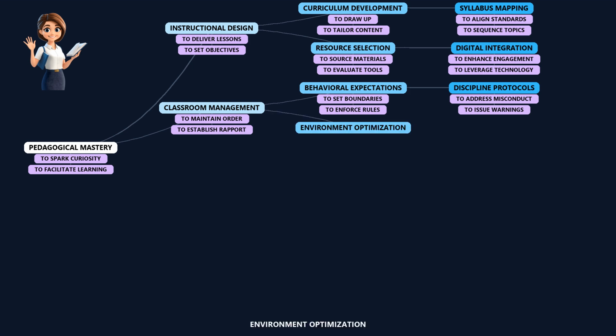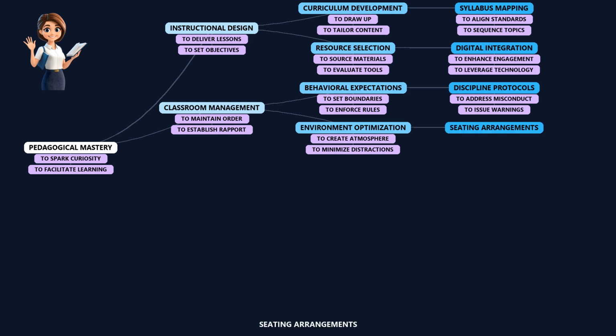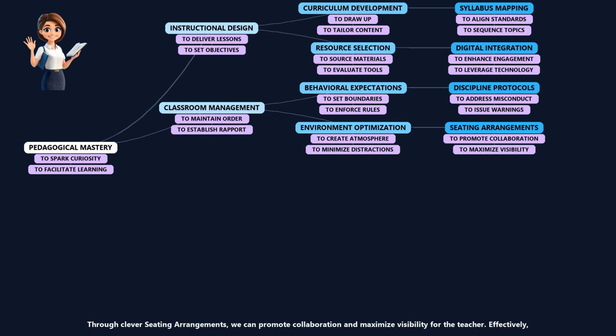Environment optimization. Environment optimization is a functional layer of classroom management used to create atmosphere and minimize distractions in the room. In short, we are making the class feel good and removing things that stop kids from focusing. Seating arrangements. Through clever seating arrangements, we can promote collaboration and maximize visibility for the teacher. Effectively, we are putting chairs in a way that helps kids work together and ensures the teacher can see everyone.